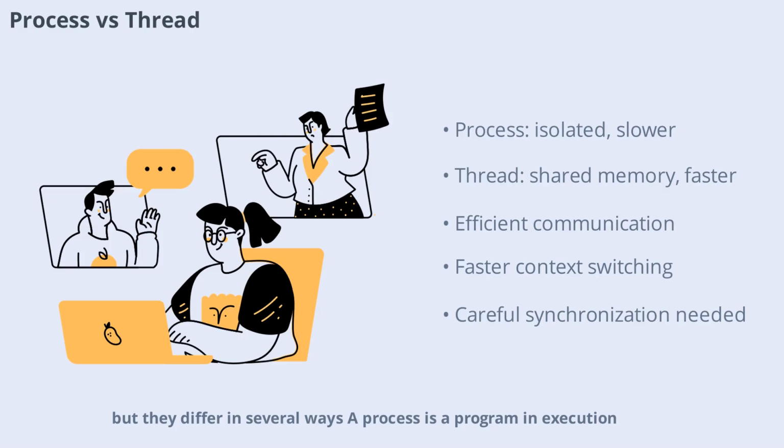Processes and threads are both units of execution, but they differ in several ways. A process is a program in execution, with its own memory space and resources. Threads, on the other hand, are sequences of instructions within a process and share the same memory. Threads are faster to create and terminate, and context switching between threads is quicker than between processes. Communication between threads is more efficient, but they must be carefully synchronized to avoid issues. Understanding these differences helps in designing efficient, concurrent applications.